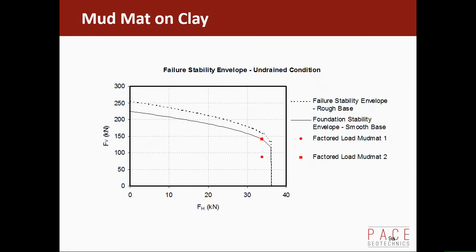That's a failure envelope for a mud mat on clay. And what you basically have is you design the size of the mud mat, and that's the ultimate bearing capacity, or factored in this case because it's factored load, factored mud mat. It's a function of the physical size of the mud mat, okay?